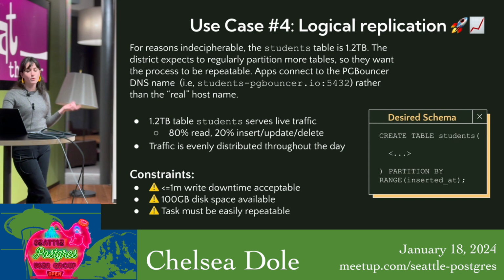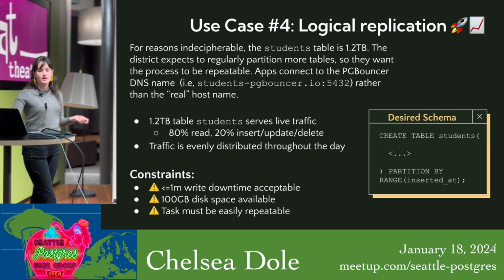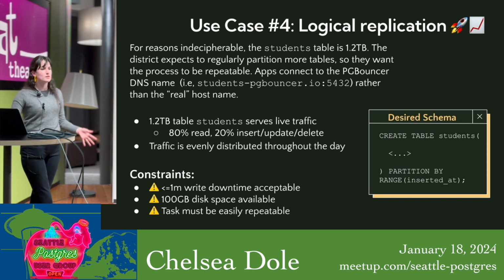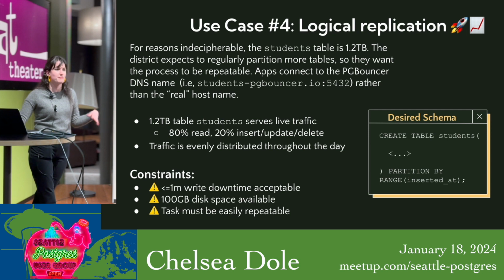Now we're changing these constraints. We're saying I want less than 1 minute of write downtime if possible, and also we're adding a third one, which is the task must be easily repeatable. This is not a one-off. We need to make sure we can do this without potentially weeks of work to set all this up and backfill.